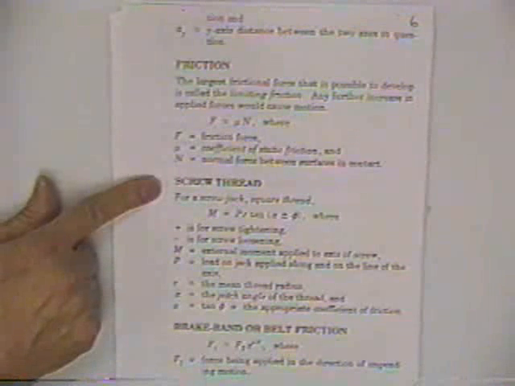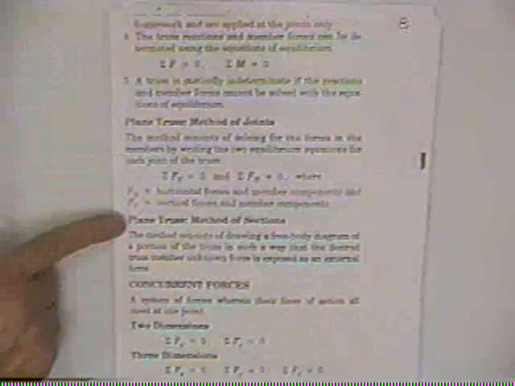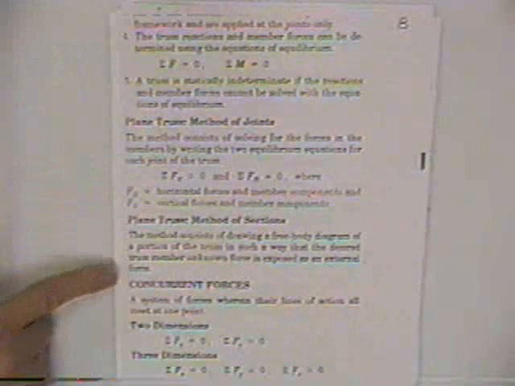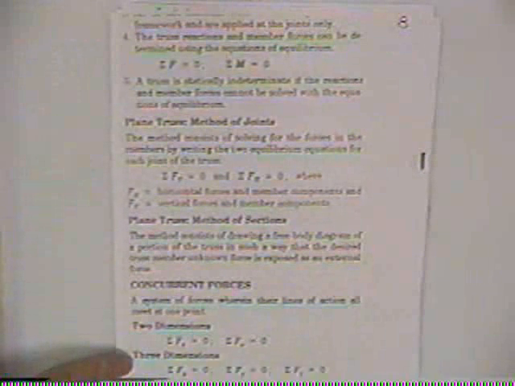Square thread screw jacks, brake band or belt friction, statically determinate trusses, plane trusses by method of joints and by method of sections, and then concurrent forces in 2 and 3 dimensions.